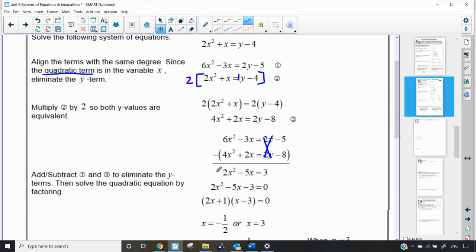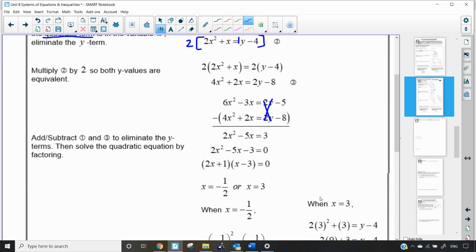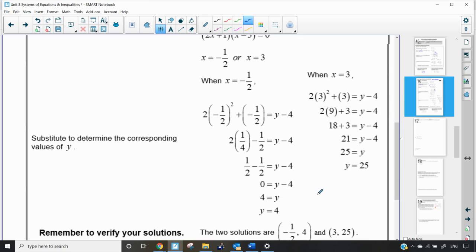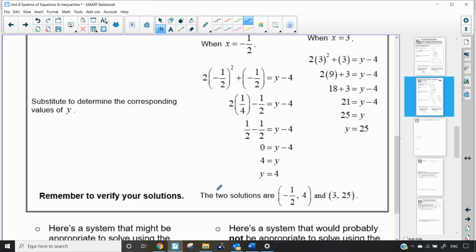All right, once we have 2x squared minus 5x equals 3, I can just move everything to one side and factor. So I have 2x squared minus 5x minus 3, which becomes (2x plus 1)(x minus 3). And then solving, I have x equals negative 1/2 or x equals 3. Again, just like in our last step, I'm going to take those x values, sub them in, and solve for y. And again, our last step will always be to verify our solutions. Because I solved algebraically, I would probably verify graphically using my calculator.